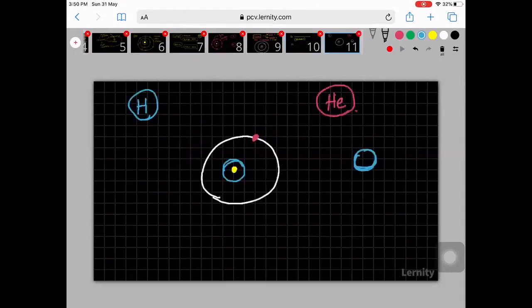Now, let's look at the structure of hydrogen. When you look at the structure of hydrogen, you have a nucleus. At the center of the nucleus, you have a proton. So, you have one proton at the center of the nucleus. Clear? And in the first orbit, you have one electron. So, hydrogen has one proton in the nucleus and one electron. It doesn't have any neutrons.